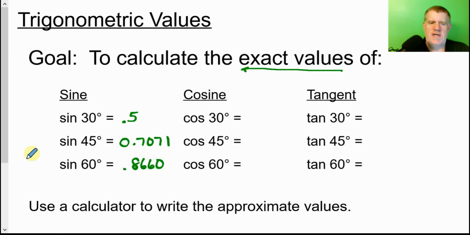What do these even mean? Well, what's sine mean? Sine is a ratio of two sides of a right triangle. If I have a 30-degree angle, the opposite side divided by the hypotenuse is going to be a half. That's what we're going to explore in this lesson.